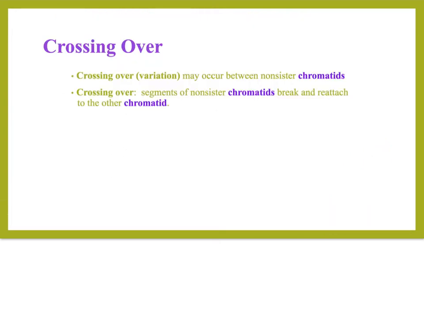Again, crossing over occurs between non-sister chromatids. So they're in homologous chromosomes, but they're crossing over, so from different parents, essentially. Okay, so what happens is the DNA breaks, so the chromatids break and reattach. And that's where that DNA switches.